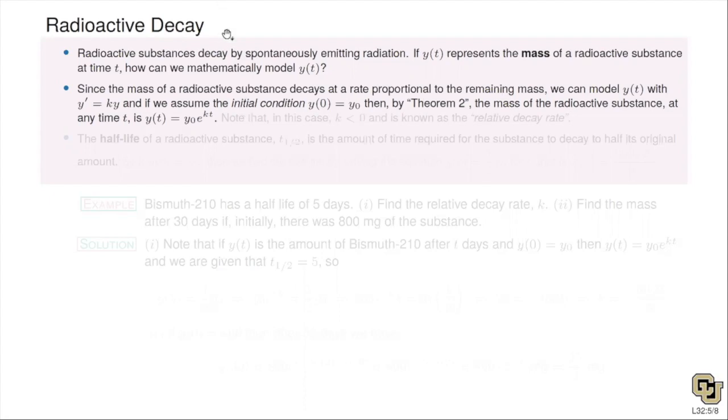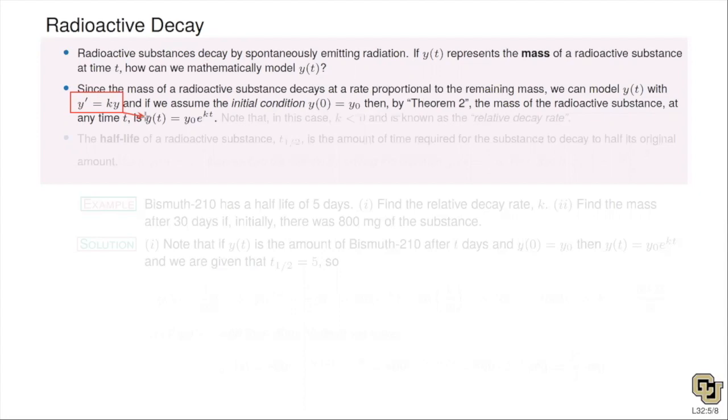So here, we can model the mass of the radioactive isotope, where y represents the mass, as y prime equal to ky. And then we know from the theorem, the solution is y of t equals y sub 0 e to the kt.